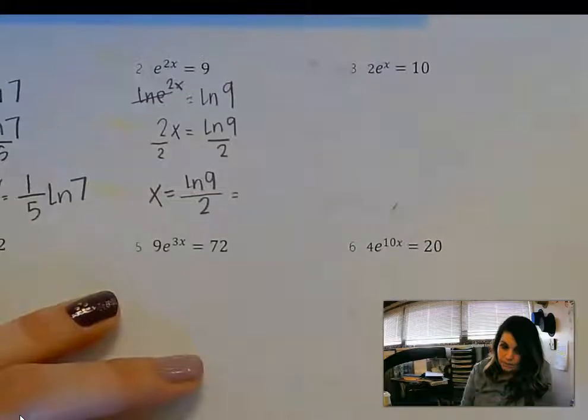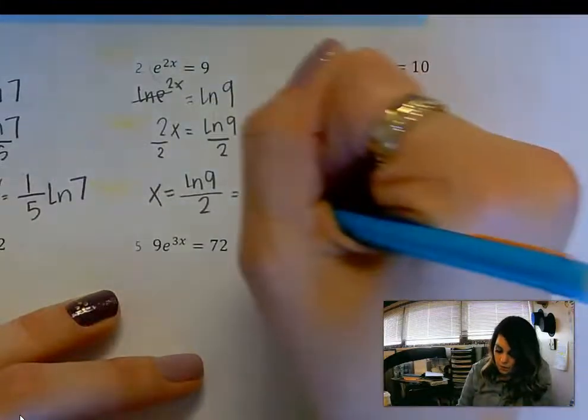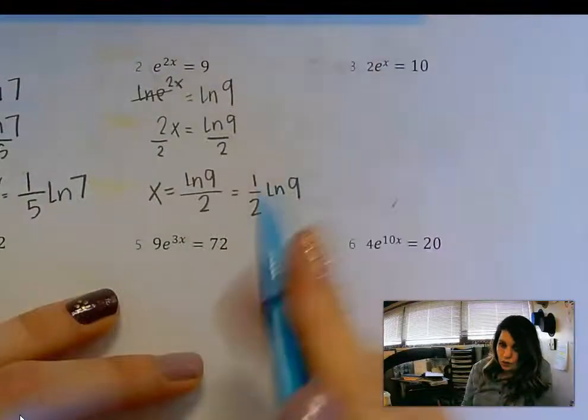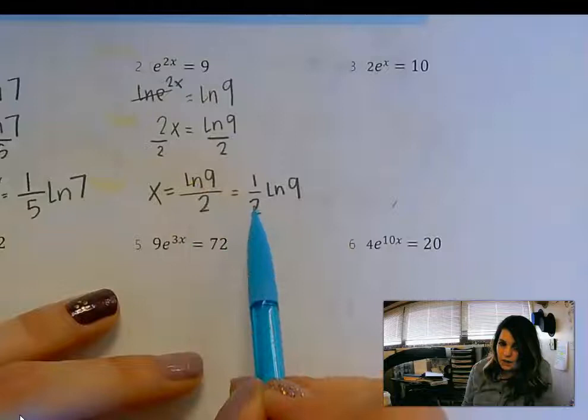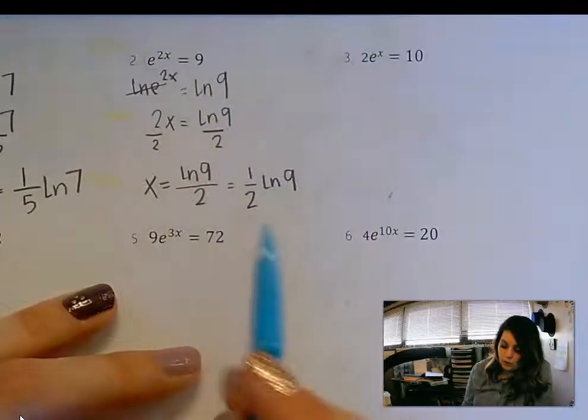see if you know, 1/2 natural log 9. So you just pull that natural log out of the top and use 1 as your placeholder.